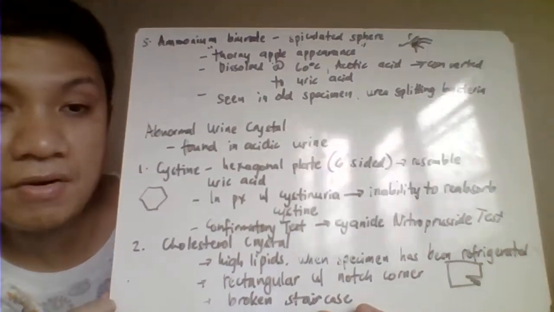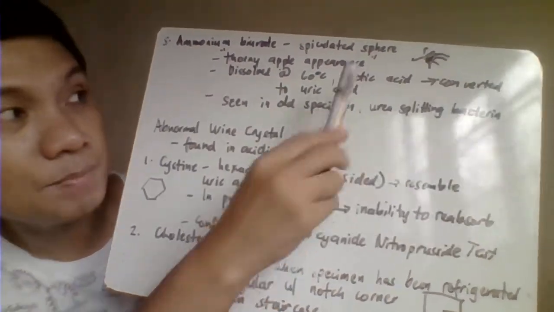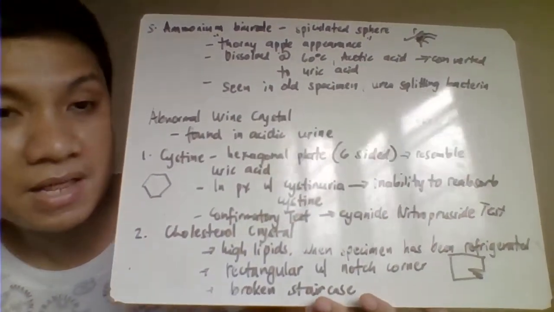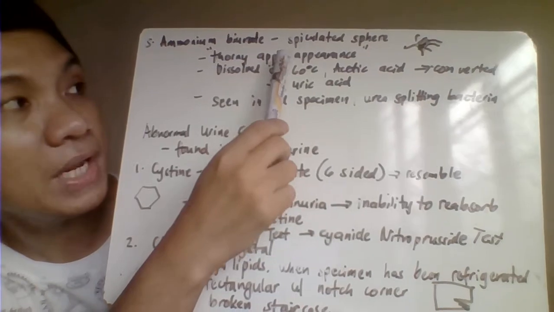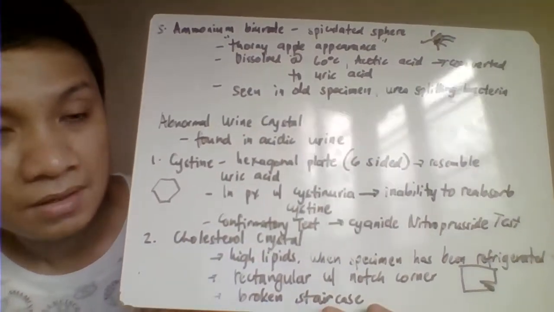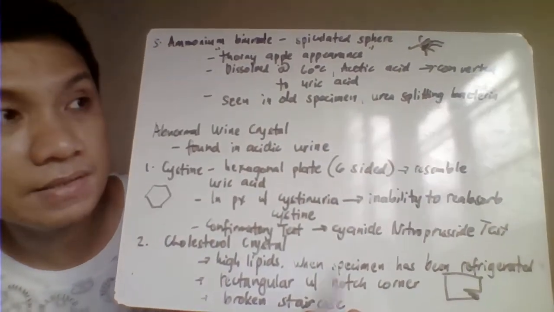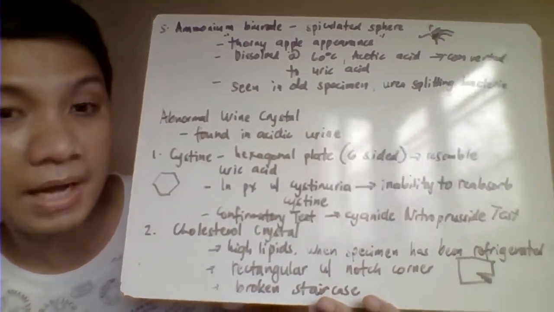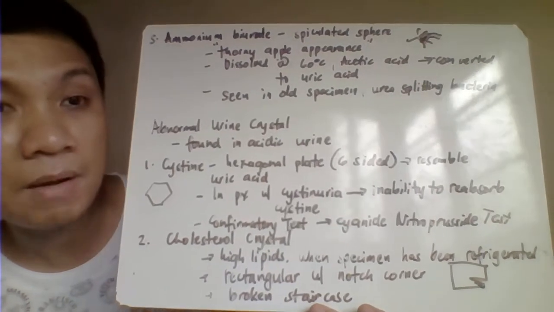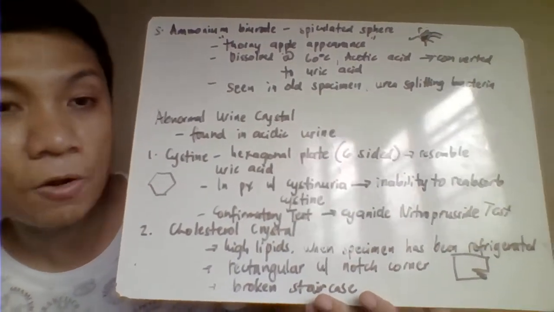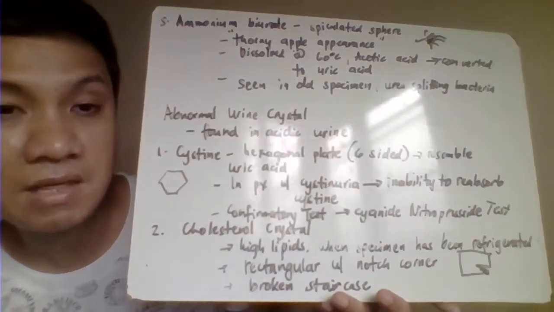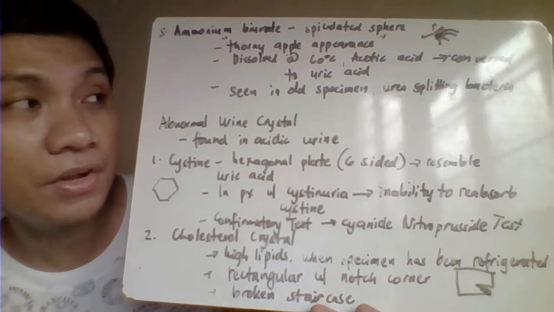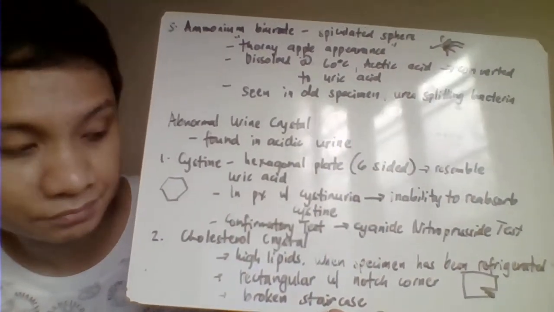And then we have also here your ammonium biurate. So it's a spiculed sphere siya, so meaning to say bilog with spicules. Would have here the characteristic na thorny apple appearance. Okay, usually your ammonium biurate dissolves at 60 degrees Celsius with your acetic acid that would eventually convert that one to the uric acid. Okay, usually your ammonium biurate is present here in the old specimen or even the presence of a high concentration of your urea splitting bacteria.